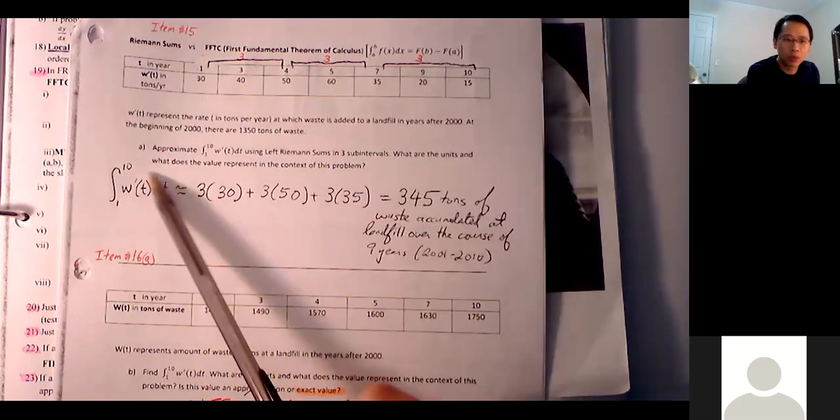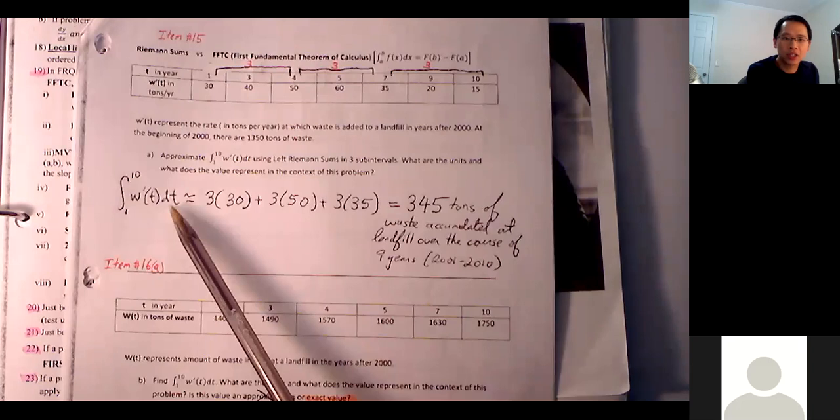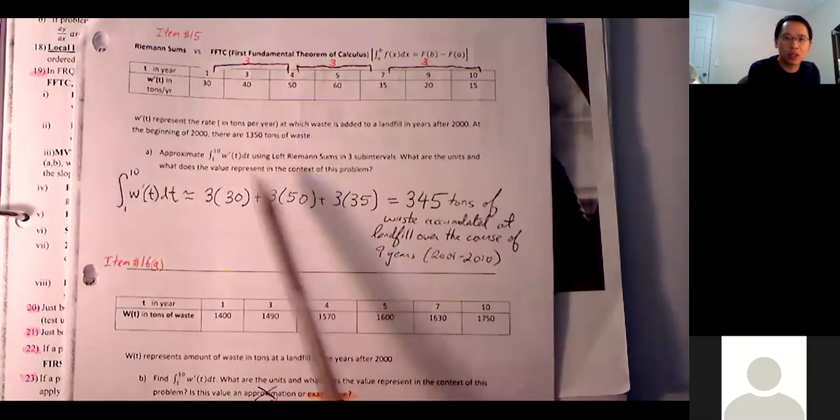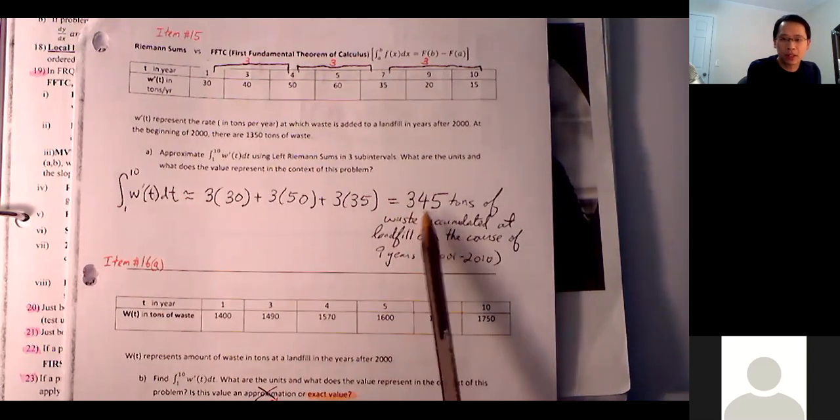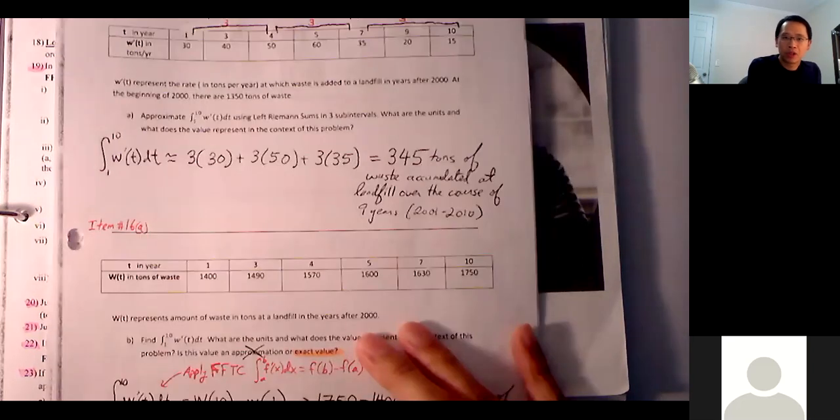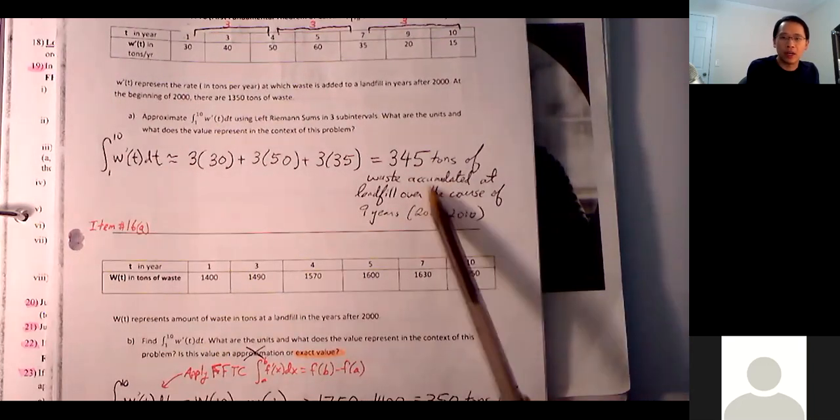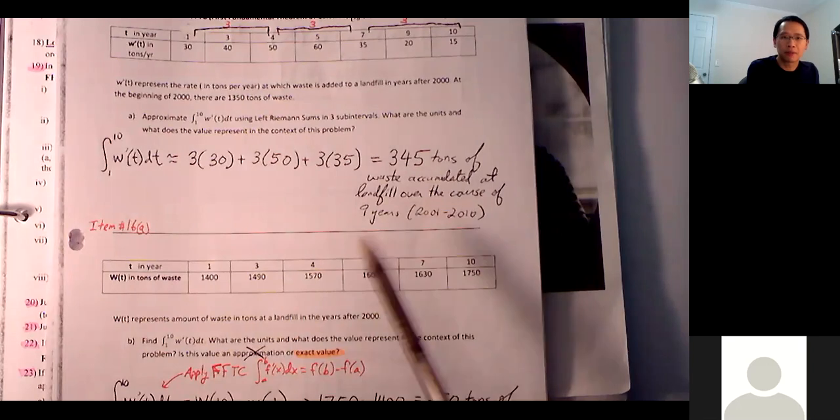Now notice how W prime starts off as tons per year, but once we push it through Riemann sums, the units are going to change, because this is no longer a number that represents tons per year. This is now representing the tons of waste in the amount. So my units suddenly change from tons per year to tons of waste accumulated over the course of those 9 years.